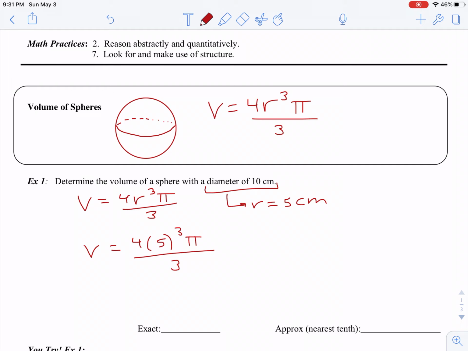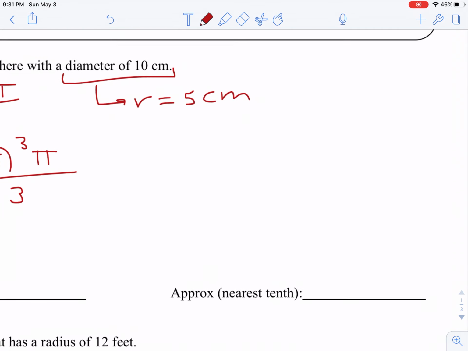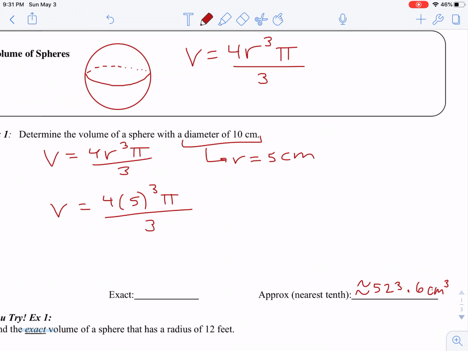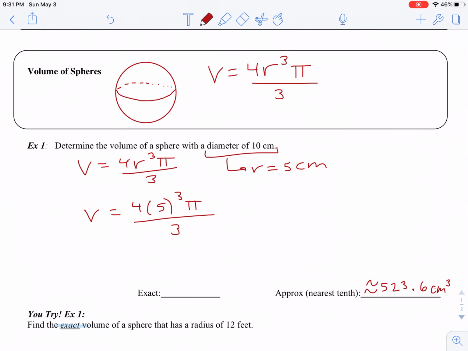Now notice it's asking me for both exact and approximate. So approximate, I would take this entire thing, type it into my calculator, and get a decimal, and I would round to the nearest tenth. So if I do that, I get 523.6 centimeters cubed.